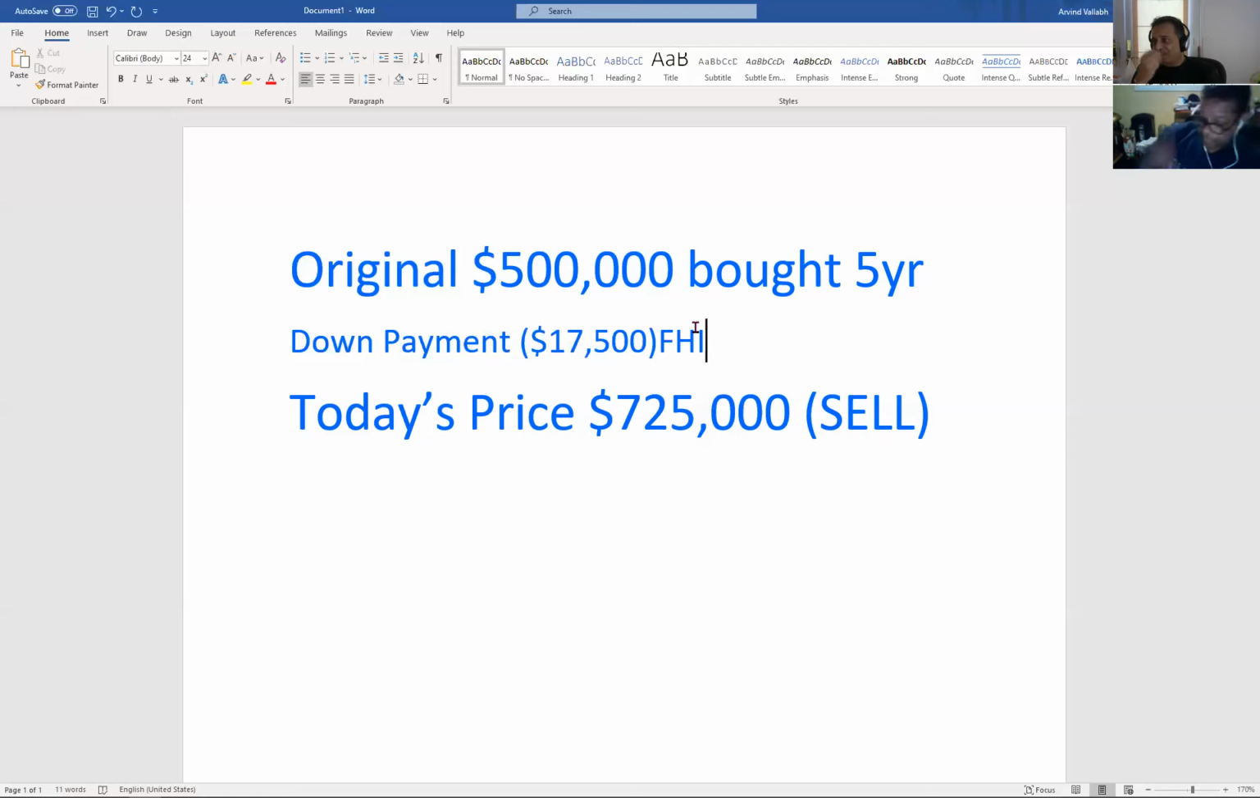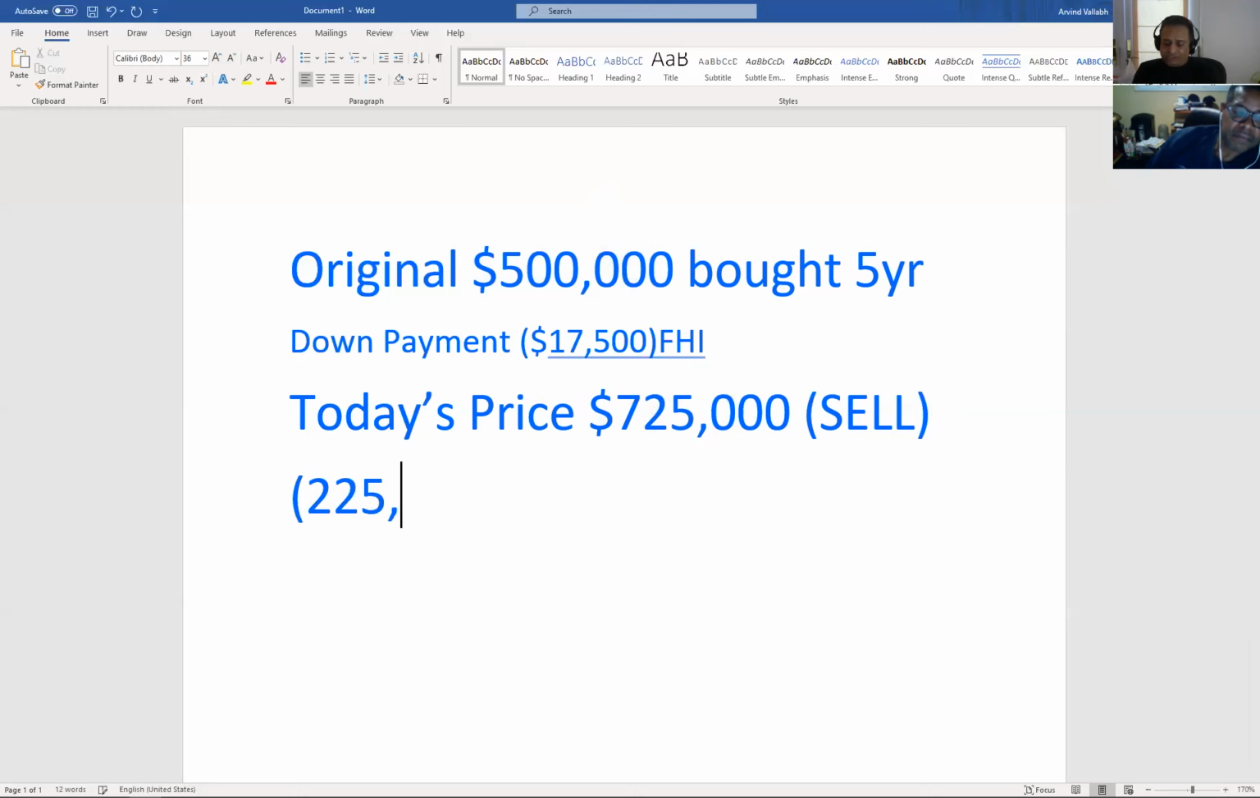I don't know. Very little, right? Maybe 2,500. Let's just say 2,500. Trust me, it's not going to be much. So let's say the value went from 500 to 725. That's today's value, and this was 5 years ago. So what is the difference between the two? 225. Perfect.